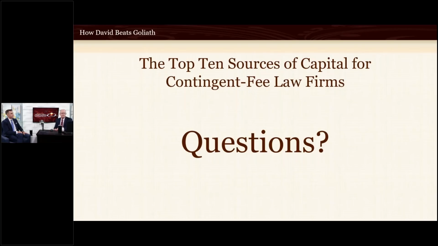Okay, is Advocate Capital recourse? We are full recourse, so we are on the low cost end of the spectrum, which means we're on the low risk end of the spectrum. So all of our loans are full recourse. We don't do the non-recourse lending. If we did, we'd have to charge 100% interest rates.